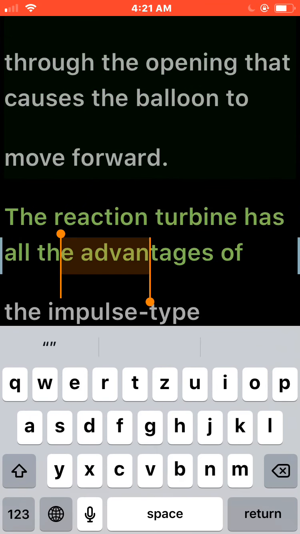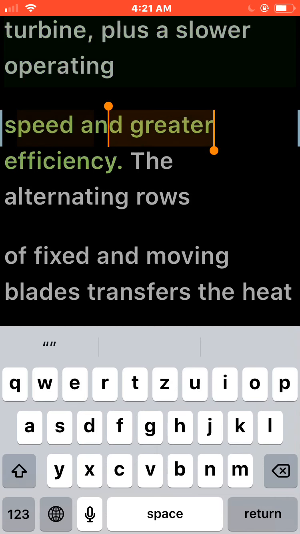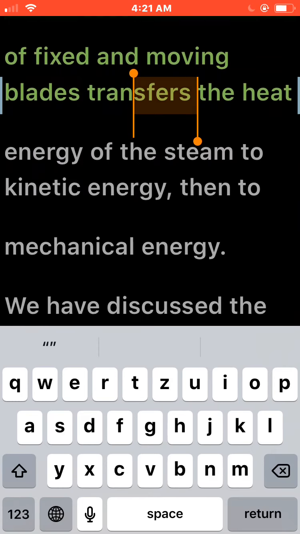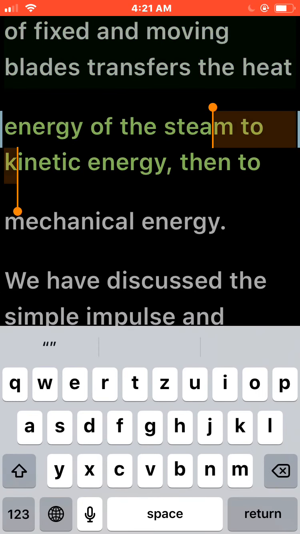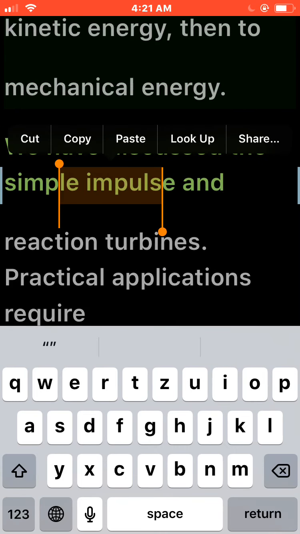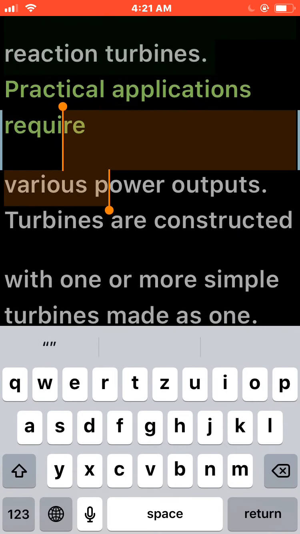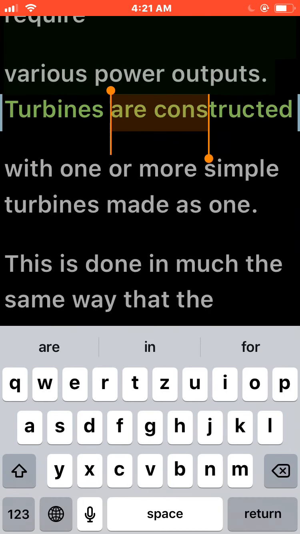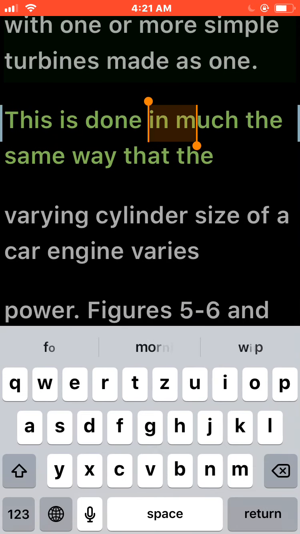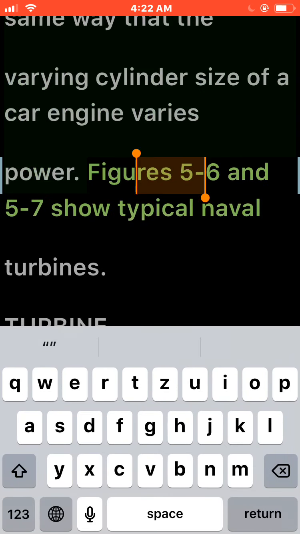The reaction turbine has all the advantages of the impulse-type turbine, plus a slower operating speed and greater efficiency. The alternating rows of fixed and moving blades transfer the heat energy of the steam to kinetic energy, then to mechanical energy. We have discussed the simple impulse and reaction turbines. Practical applications require various power outputs. Turbines are constructed with one or more simple turbines made as one. This is done in much the same way that the varying cylinder size of a car engine varies power.